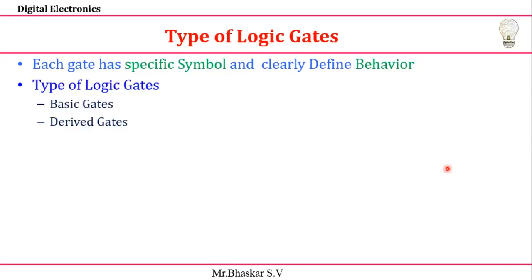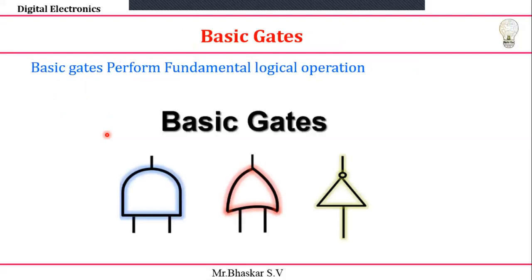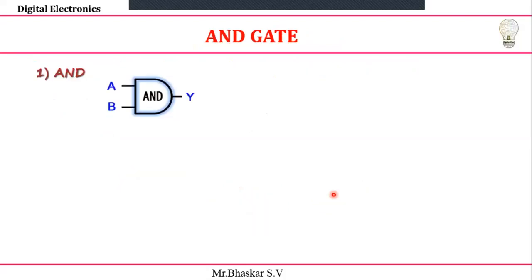Let's take that one. These logic gates are classified mainly into two parts: one is basic gates, and another is derived gates. From the basic gates we are going to derive the others. Let's see on that. First concept, basic gates. What are the basic gates we have? We have the AND gate, the OR gate, and the NOT gate. The basic gates perform the fundamental logical operations. Let's move on to that.